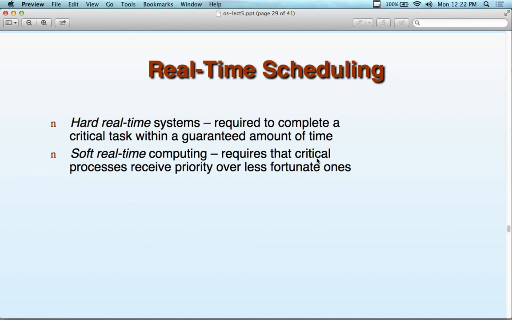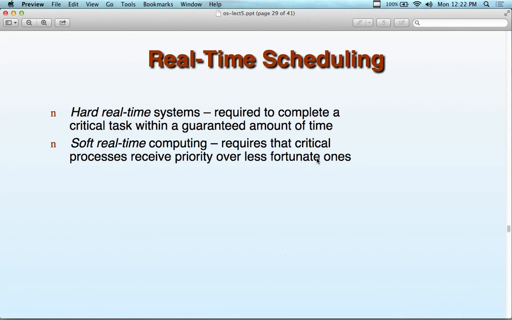Soft real-time requires that critical processes receive priority over less fortunate ones. That would be like a network attack. Are we going to keep searching to see if the ports are being attacked when one of them is being attacked right now? No, we're not going to keep looking around. Instead, in soft real-time, we're going to queue up so we can still look, but we're going to take care of the one that's having a problem right now.